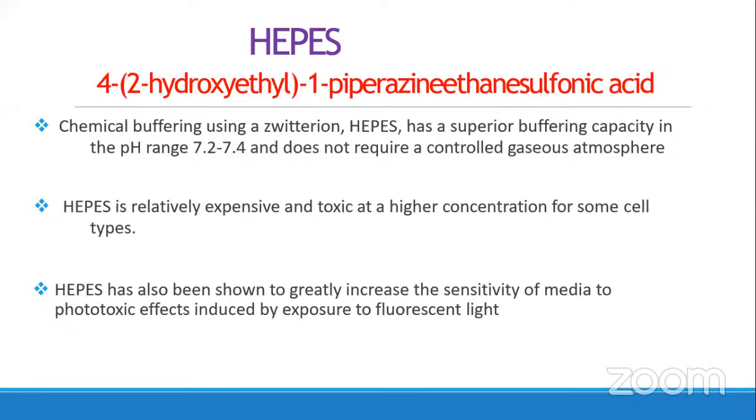Whereas we can also use HEPES buffer. Here it is a chemical buffering using a zwitterion, which is called HEPES. It has a superior buffering capacity. The pH range of maintenance is 7.2 to 7.4. Here there is no need to maintain 5% carbon dioxide. Whether you maintain it or not, the pH will be maintained. And it is relatively expensive and toxic at higher concentrations in some cell lines.